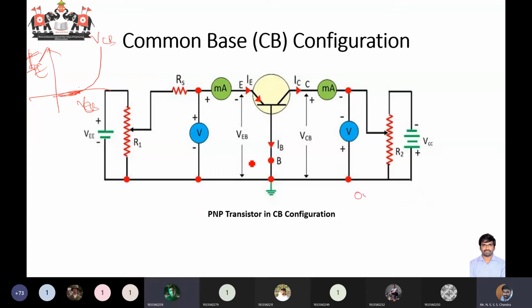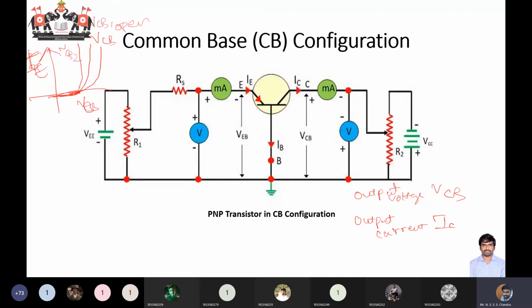What is your output voltage? VCB. What is your output current? IC. So I told you that the input characteristics are between the input voltage and input current when you are fixing the output voltage. This graph is for when VCB is open. If you change the VCB value, for different VCBs, VCB1, VCB2, and so on, you will get a set of graphs.